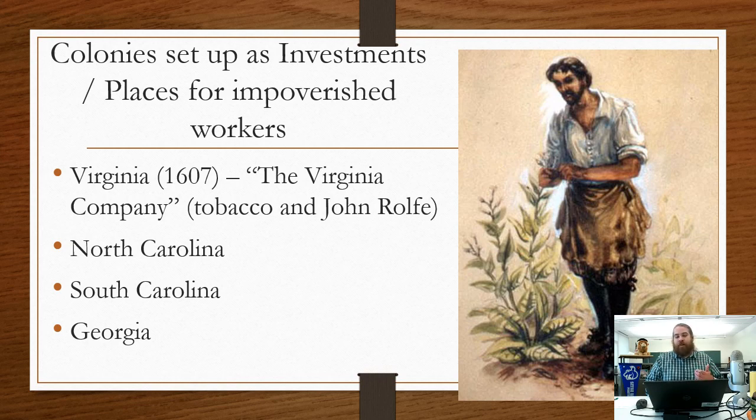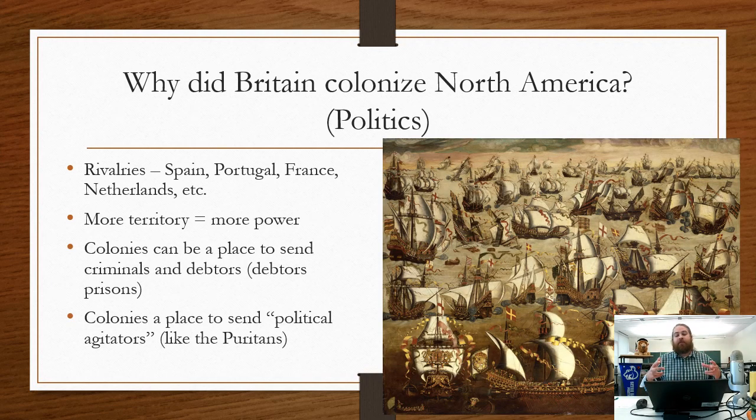Eventually John Rolfe, shown there in the picture, cultivates tobacco in a real serious way, and they're off to the races. North Carolina, South Carolina, Georgia, a lot of the southern colonies were actually set up solely as either places for people to make money or a place to send impoverished workers. And so it's a big, big piece of this.